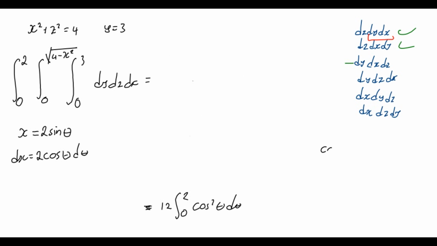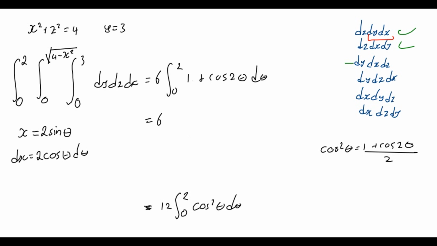So we can write cos squared theta as equal to 1 plus cos 2 theta divided by 2. So this would be 12 from 0 to 2, then 1 plus cos 2 theta, divided by 2. Simplifying, 2 into 2 is a 1, 2 into 12 is a 6. So I'm just going to put 6 here, from 0 to 2, 1 plus cos 2 theta d theta. You do the integration there.